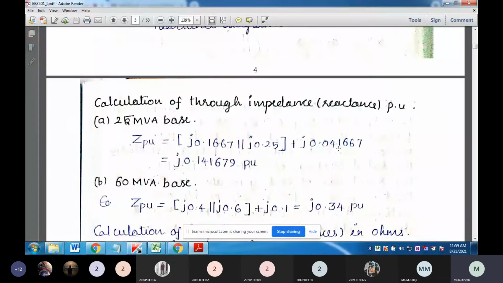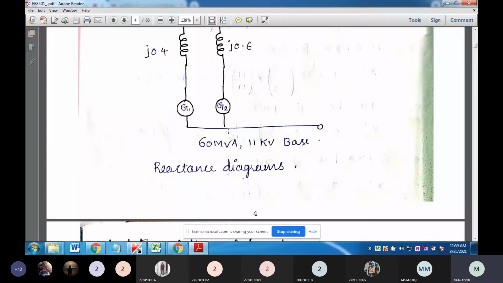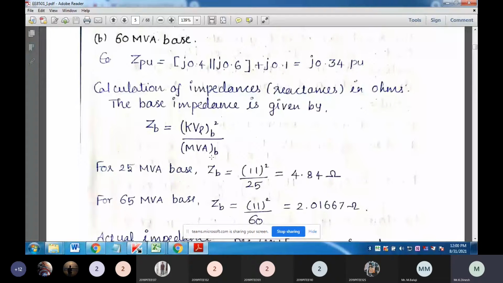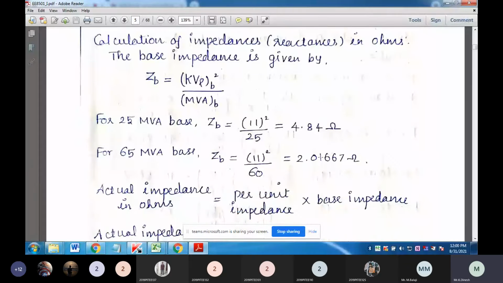0.041667. So these two are in parallel, and I have simplified that parallel: R1 R2 divided by R1 plus R2. So for these two in parallel, this element should be in series. Correct? I have simplified it for 25 separately and 60 separately. Finally my base impedance is KVB square by MVAB. So 11 square by 25, 4.84 I am getting, and for 60 MVA, 11 square by 60, 2.01.